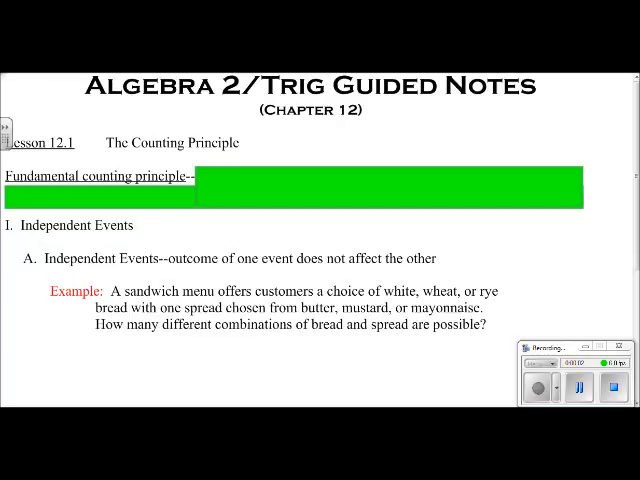Chapter 12 starts dealing with probability and statistical possibility, and lesson 12.1 starts off by talking about the counting principle, which I'm actually going to get to later. We will come back to that. We are actually first going to look at independent events.